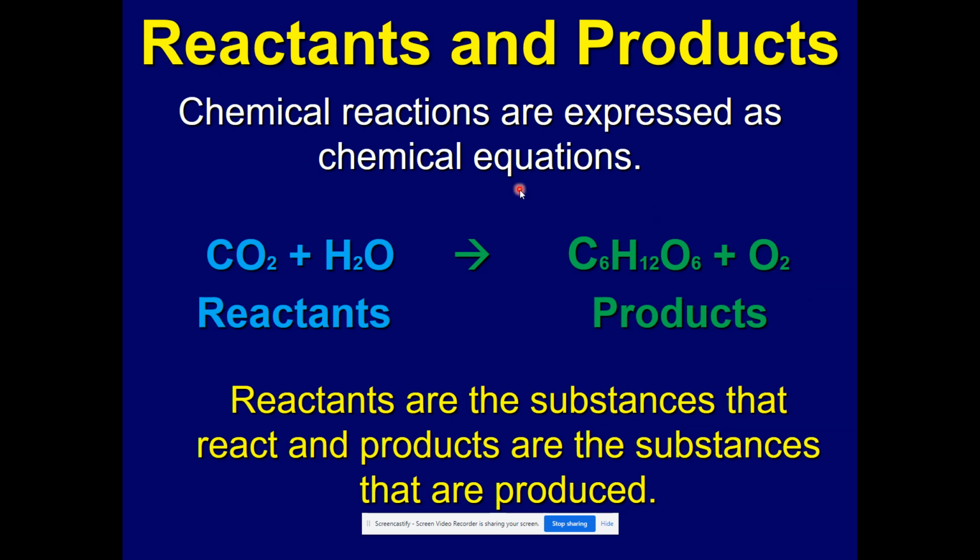Right, so we write chemical reactions. We can write them out. We use chemical equations. Okay, so on the left-hand side are always our reactants. So in this case, it's carbon dioxide plus water. And then the arrow tells you the direction of the reaction. So this is saying that the carbon dioxide plus water react to form, and these are the products, glucose, C6H12O6, and oxygen.